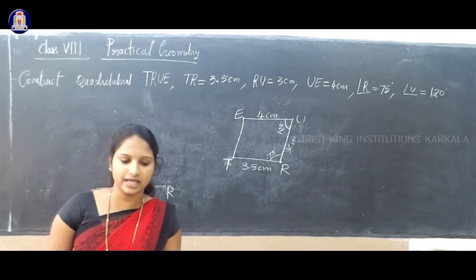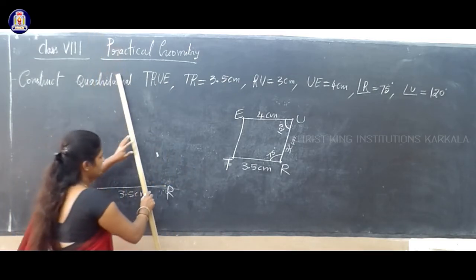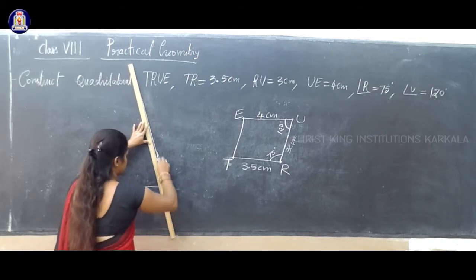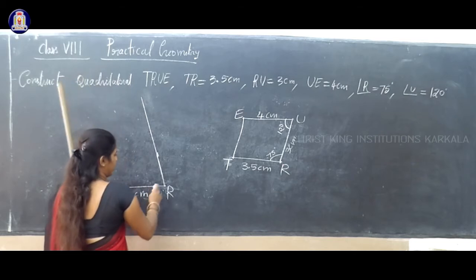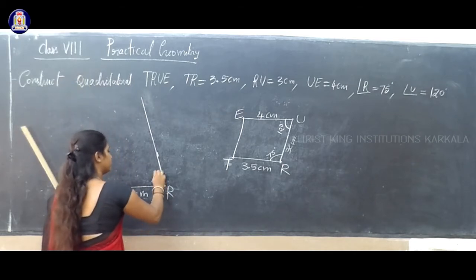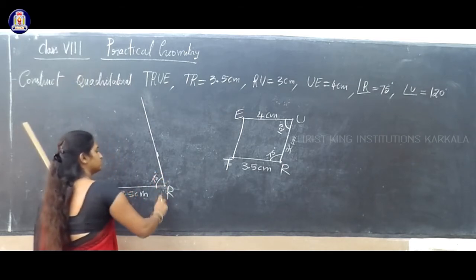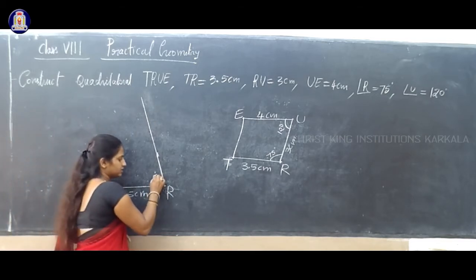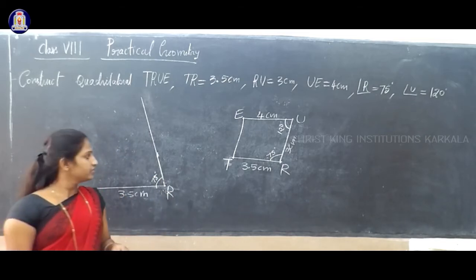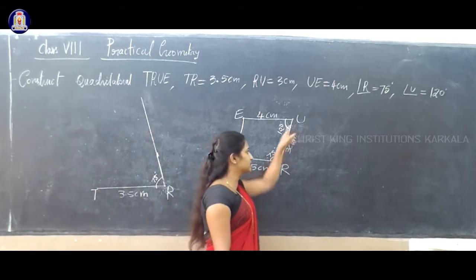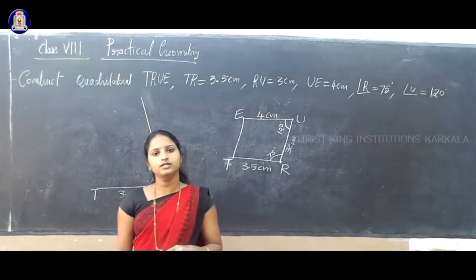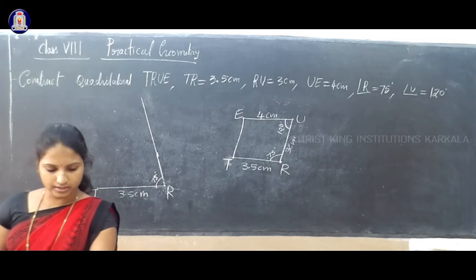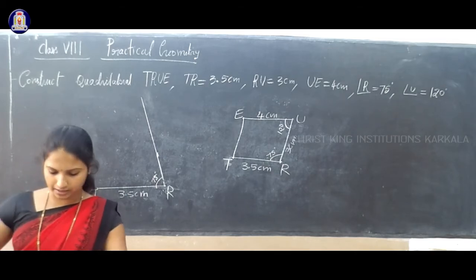Then by using a scale, you have to draw a straight line like this. Here this measures 75 degree. That is point R, angle R is 75 degree. So next the side RU is given. What is RU? That is 3 centimeter. So now you have to measure 3 centimeter. Take 3 centimeter in compass.